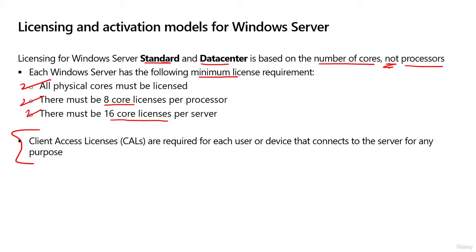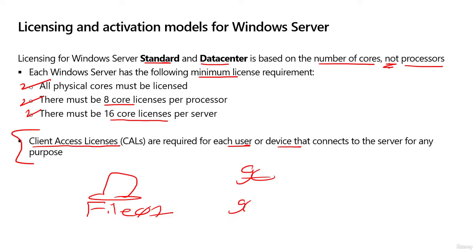I also need a CAL, client access licenses, for each user or device that will connect to the server for any purpose. So if I were to have a file server, we'll say it's named File01, and I have, we'll say, 100 users total, I need 100 client access licenses if I believe these users will be concurrently connected to this server.